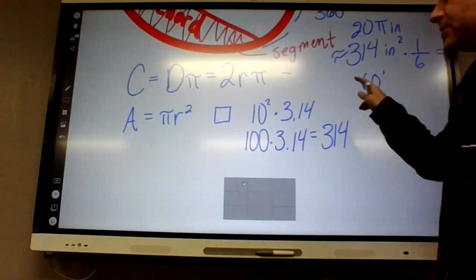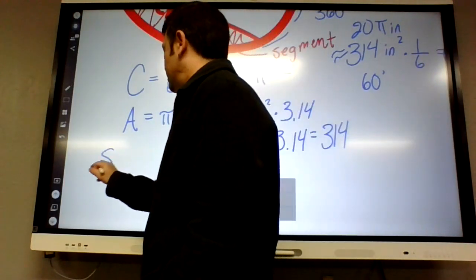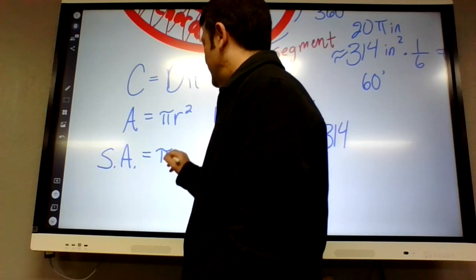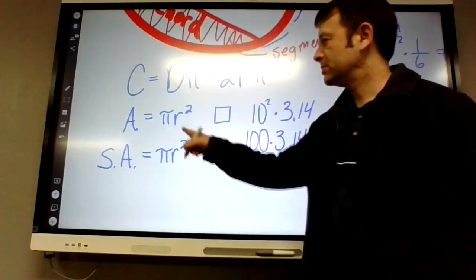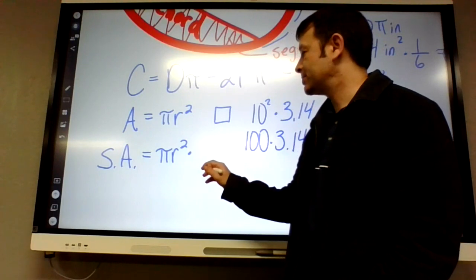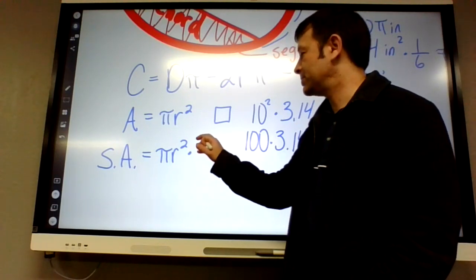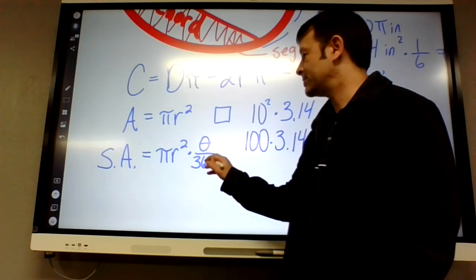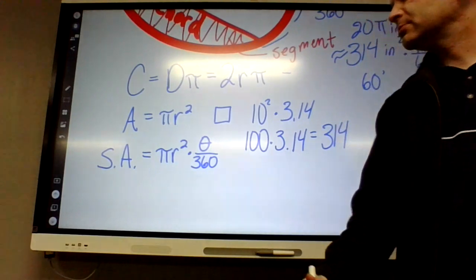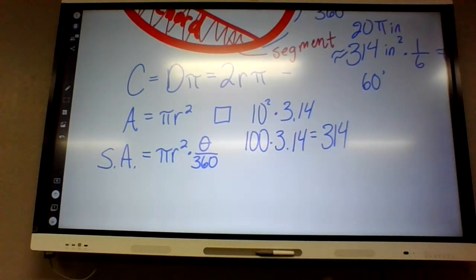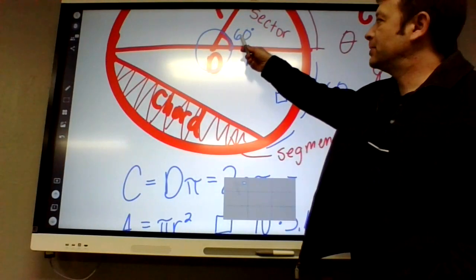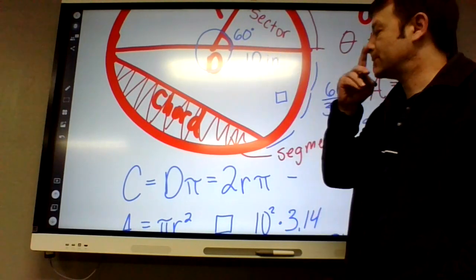Okay, so the sector area, I'll call it SA, equals the area of the circle, just like that, times what fraction of the circle we're actually using, which is theta, the central angle, over 360. I'll remind you of this tomorrow. So it's area of a circle times the fraction of the circle, and you get the fraction by using the central angle that goes with the sector, over 360.